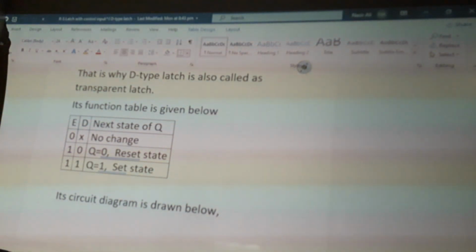If we give one state to E input and zero state to the D input, then at the output Q is equal to 0, which is the reset state. Then we give one state to E and D input, and at the output we get Q is equal to 1 state, which is the set state. Now its circuit diagram is drawn.